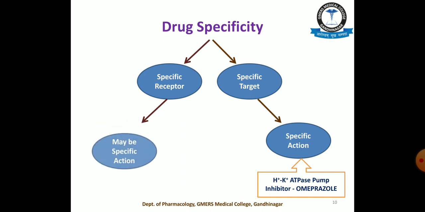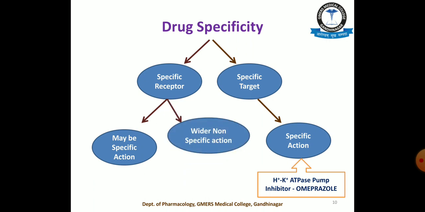And the correct answer is, it may be producing the specific action, and it can also produce a wider non-specific action also. And I will explain with the help of the example of corticosteroids. Now corticosteroids are acting only on the specific corticosteroid receptor, but these receptors are widely distributed, and that's why the corticosteroids are having the endocrine effect.